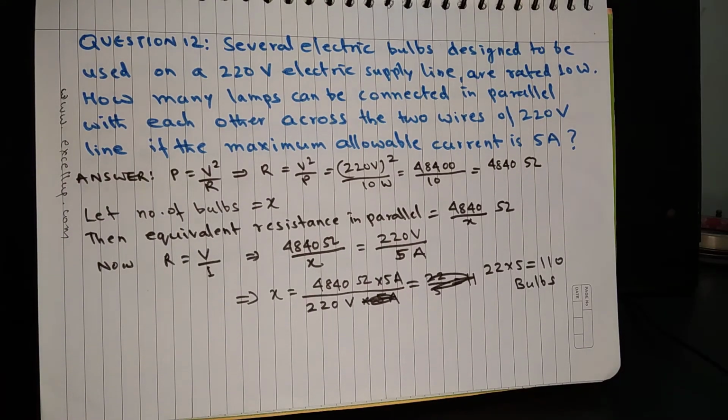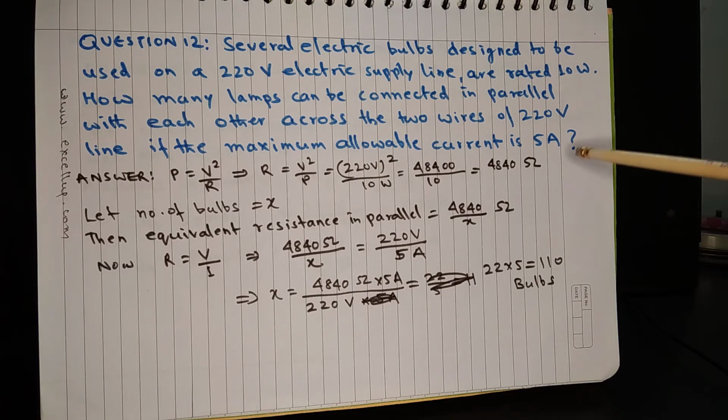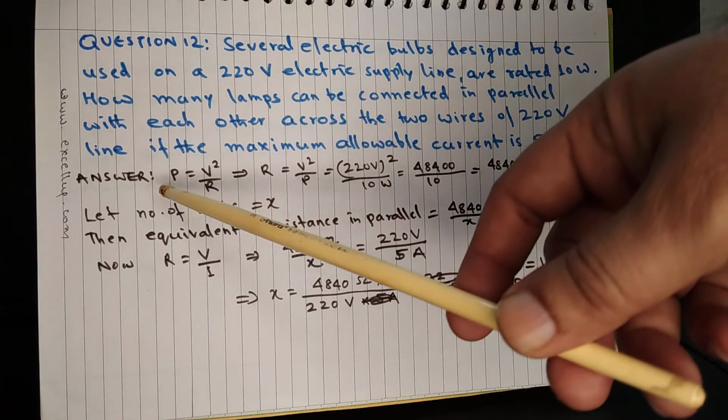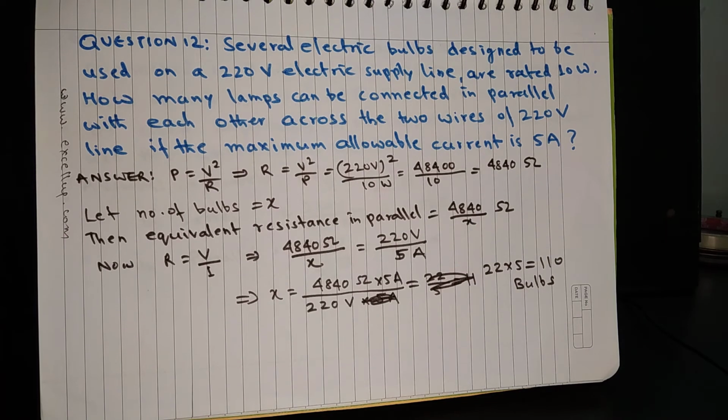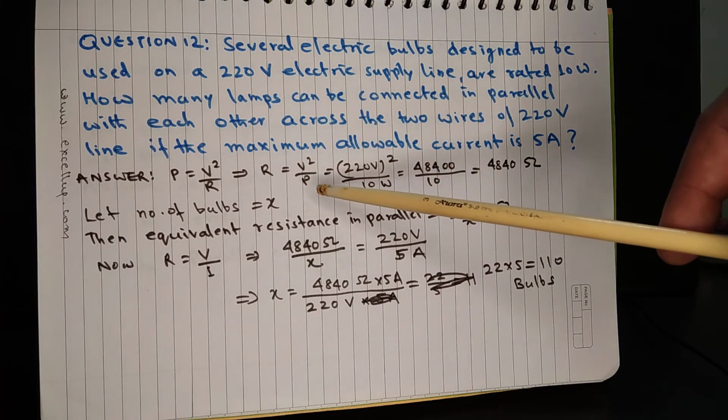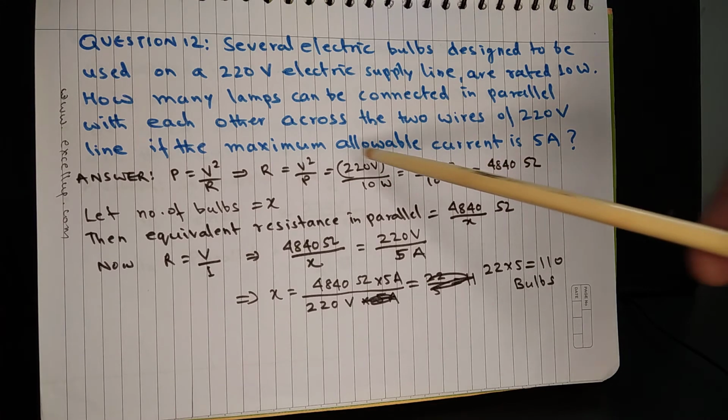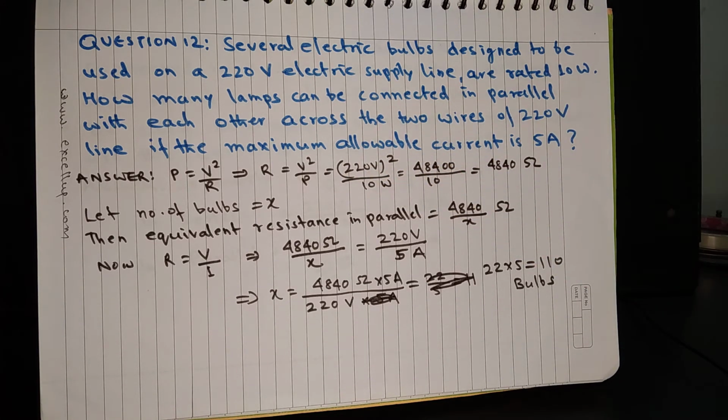Question 12. Several electric bulbs designed to be used on a 220 volt electric supply line are rated 10 watt. How many lamps can be connected in parallel with each other across the 2 wires of the 220 volt line if the maximum allowable current is 5 ampere? We know that P is equal to V square upon R, so R is equal to V square upon P. Voltage is 220 volt, so 220 square upon 10 watt is equal to 48,400 upon 10, which comes to 4,840 ohm.